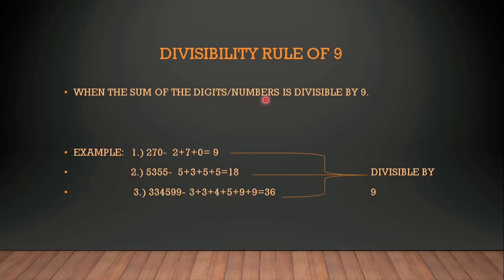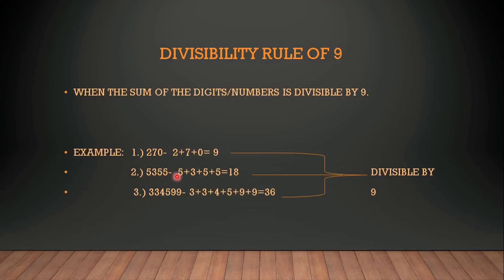Now, divisibility rule of 9. This is the last topic we're going to do. When the sum of the digits is divisible by 9, it is like 3, but you need it to be divisible by 9. For example, number 1, 270: 2 plus 7 plus 0 equals 9.